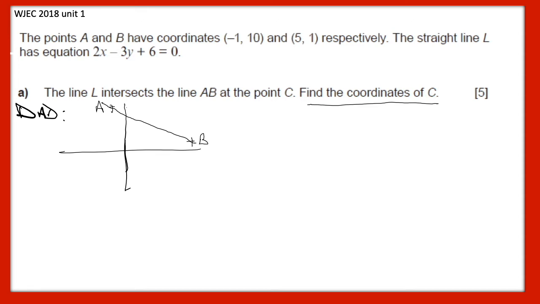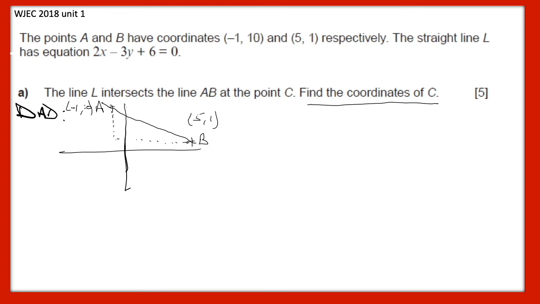So first thing I need to know if I want the equation of a line is its gradient and a point it passes through. If I know the intercept, that makes life really easy, but in this particular case I don't. So what I'm going to do is I'm going to drop in a vertical and a horizontal, and we know that this point is minus 1, 10. We know this point here is at 5, 1.